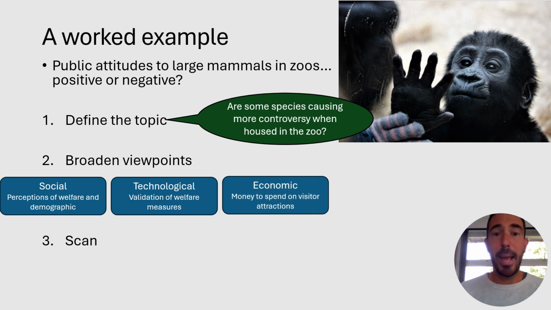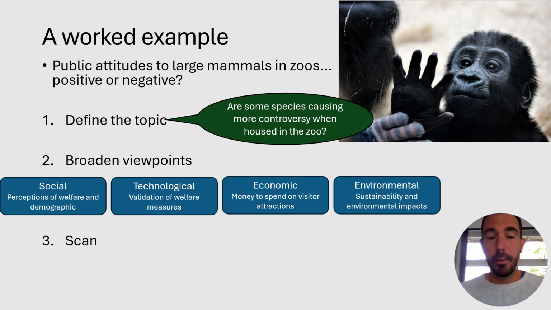We then need to think about economics. Do people have money to spend going to visitor attractions based on the current economic climate? And are they more likely to spend money going to the zoo if there are particular species present? So what's the economic driver that brings people to the zoo or makes them stay away from going to the zoo?